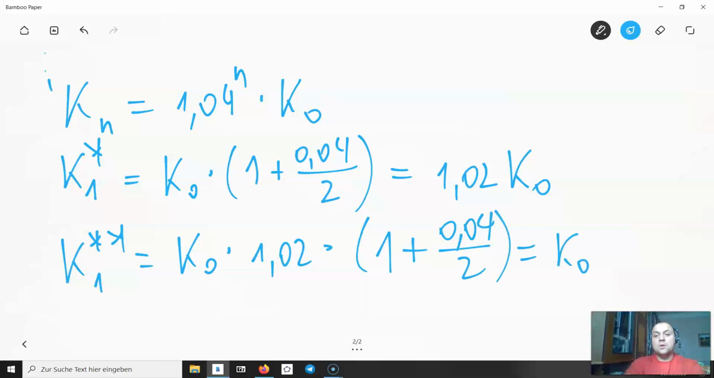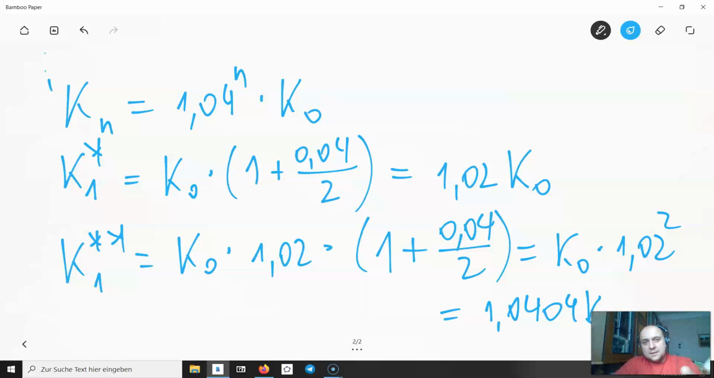So this is K0 times 1.02 squared. If you plug it in your calculator, or compute it on your own, you will see this is 1.0404 K0. So slightly bigger than the 1.04 we would normally get. But then you say, well, just a tiny bit bigger, so why bother? Well, we don't know what K0 would be.